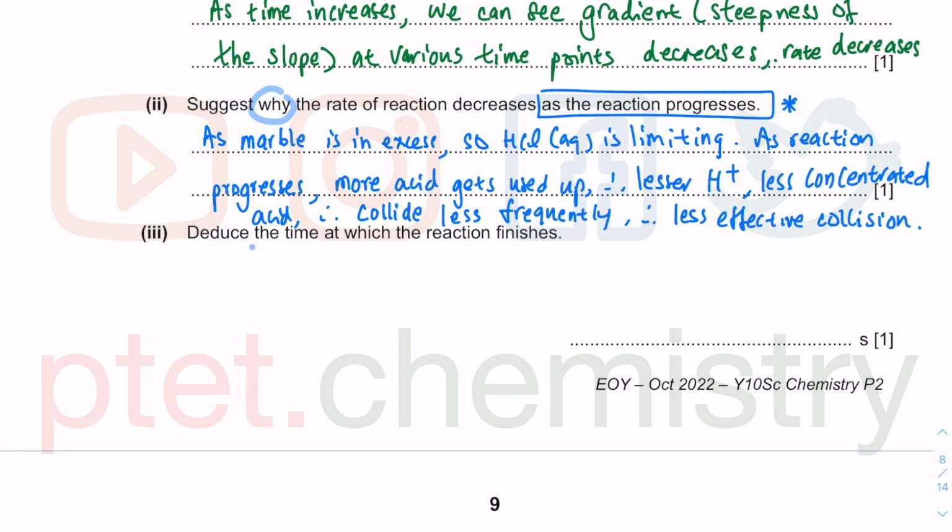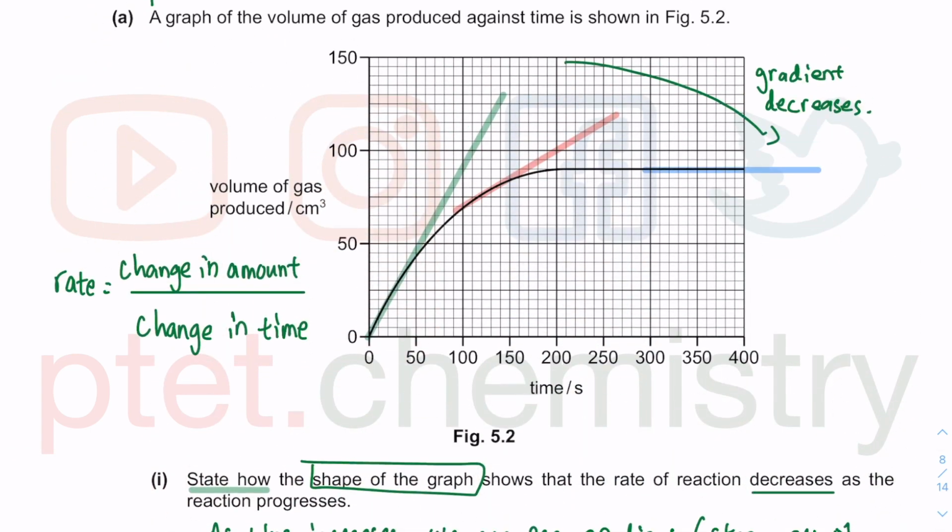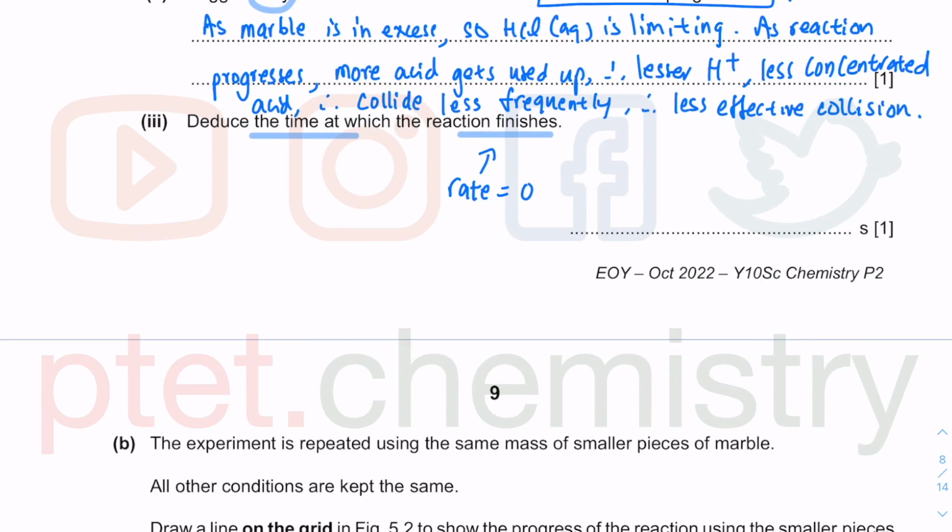Deduce the time when the reaction finishes, so the rate becomes 0. So when does the graph become horizontal? As mentioned just now, it's basically at this point. So we are looking at time equal to 200 seconds. The unit is on the graph. Reading there, that's when it first becomes horizontal. So there's 200 seconds there. They did give us the unit, so we are safe there. But if they don't give us the unit, we must write down the unit there.